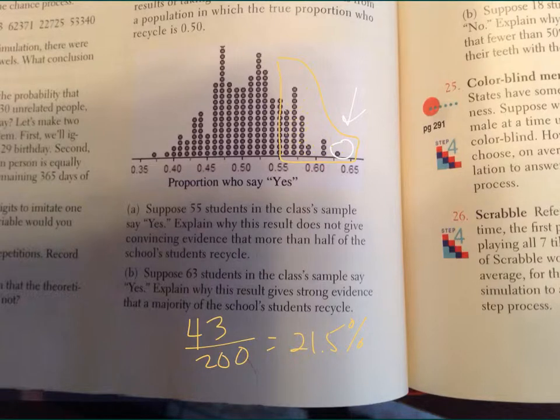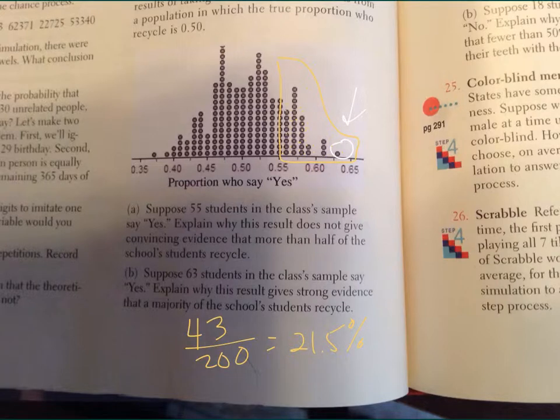Okay, so that's part A. You need to explain that first of all, you count these up and say 43 out of the 200 samples came out with 55 students out of 100 or more. Because that's so common, or somewhat common, we don't have evidence that it's anything other than 50%. Remember, this population is 50%. The reason not everything is 50% in here is because we're taking samples and there's variation in samples.